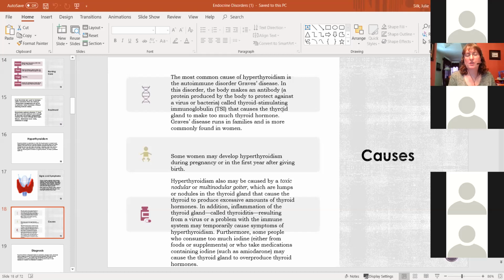Also, with some of these causes, another thing that I have on here is that some people who consume too much iodine, either from foods or supplements, or take medications containing iodine, can cause the thyroid gland to overproduce the hormones as well.